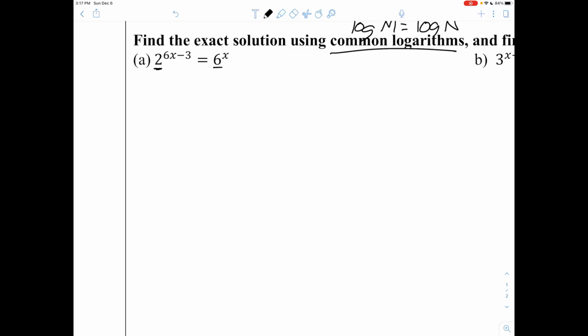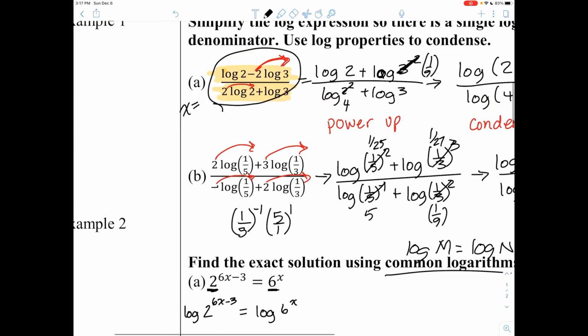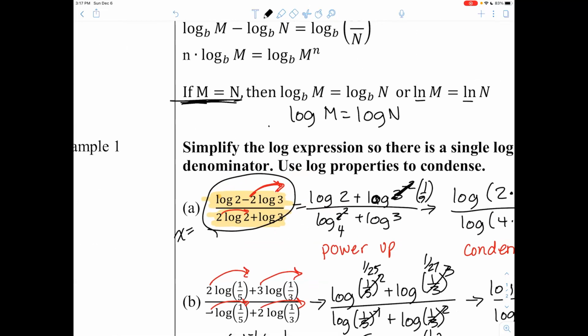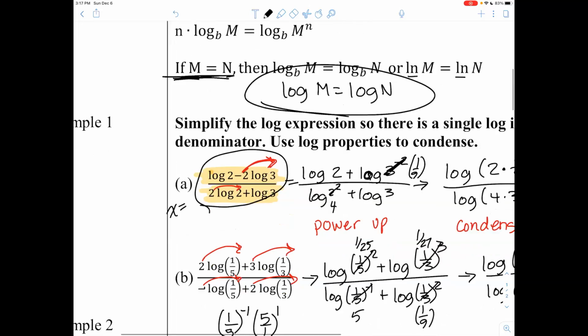So I am going to take the log, and I can do this because 2 and 6 are both greater than 0, so I can take the log of 2 and the log of 6. So the log of 2 to the 6x minus 3 equals the log of 6 to the x. All right, so now there are logarithms, and I can try to solve for x. I just use this property here: if m equals n, then the log of m equals the log of n.